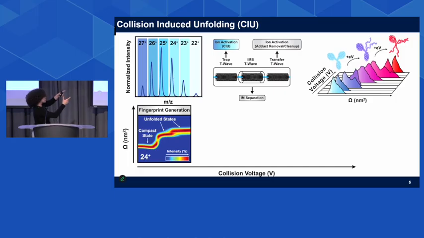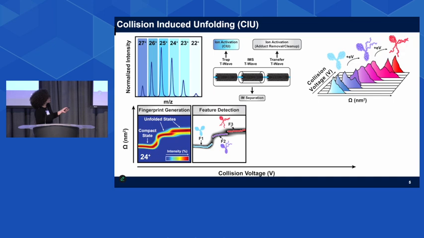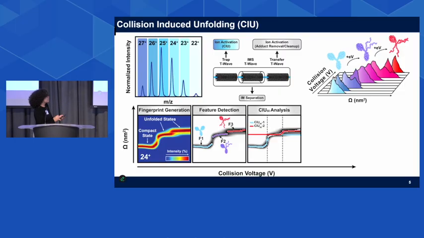And if we look at this from the top, we can generate these fingerprints we use to visualize this unfolding process in the gas phase. And there's a couple of things that we can do to analyze this data. We can perform a feature detection where we identify those ion populations that share the same collision cross-section across multiple voltages. And we can do a measurement of the CIU50 values, which measures the point at which 50% of one of our compact states has already transitioned to a more unfolded state.